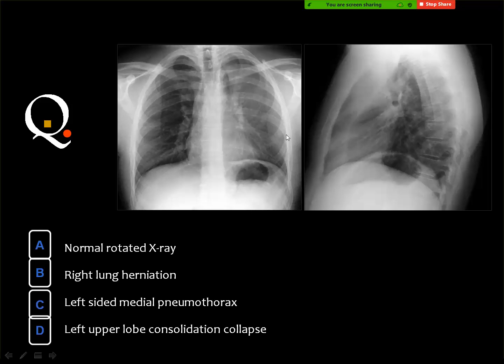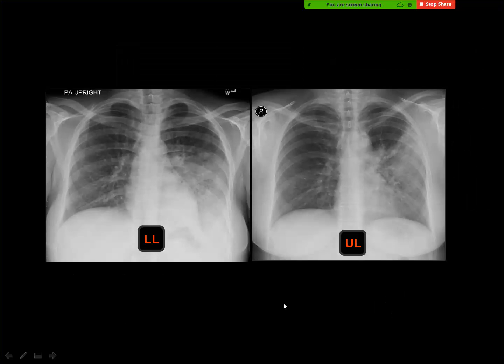Number one is the silhouette of the cardiac border. There is an opacity with loss of definition of the cardiac border, meaning that this opacity is anteriorly located. And this is confirmed by the lateral view, where you see the major fissure has displaced too much anteriorly behind the sternum. And this is diagnostic of left upper lobe consolidation collapse.